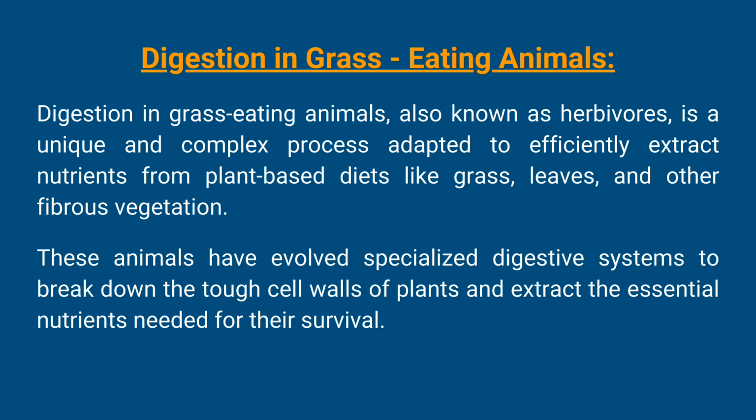Digestion in grass-eating animals. Digestion in grass-eating animals, also known as herbivores, is a unique and complex process adapted to efficiently extract nutrients from plant-based diets like grass, leaves, and other fibrous vegetation. These animals have evolved specialized digestive systems to break down the tough cell walls of plants and extract the essential nutrients needed for their survival.